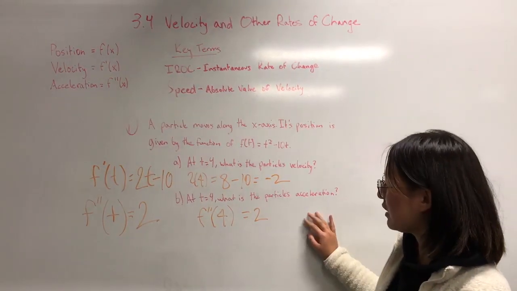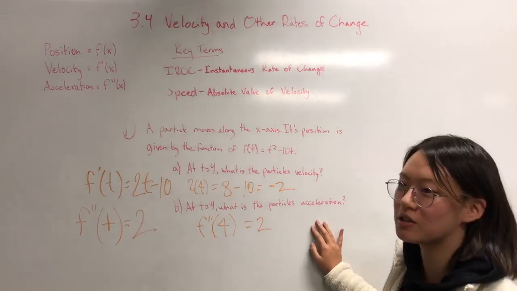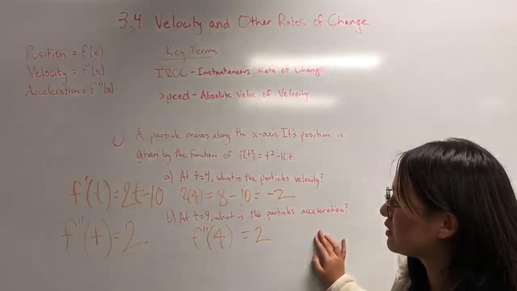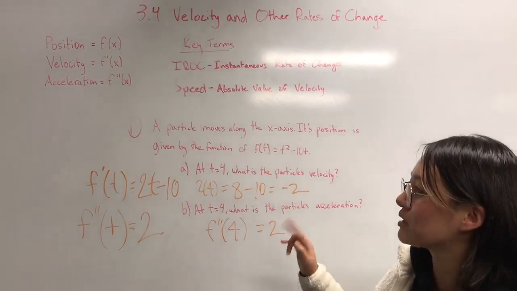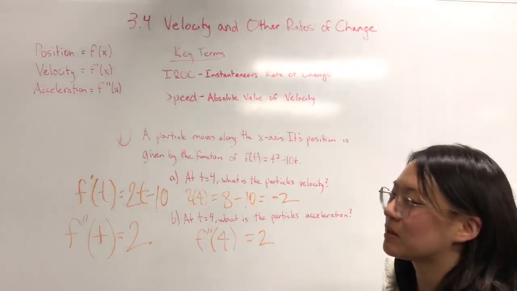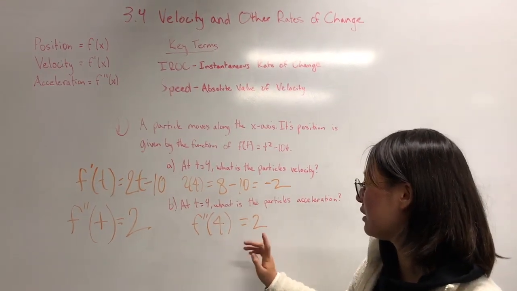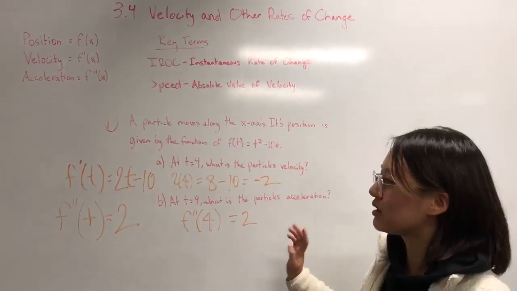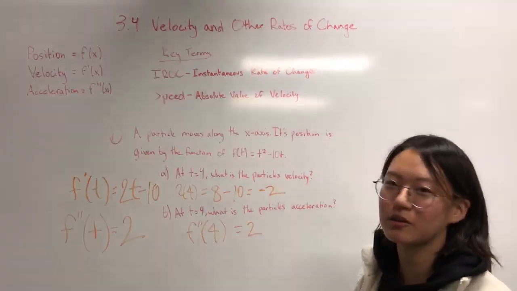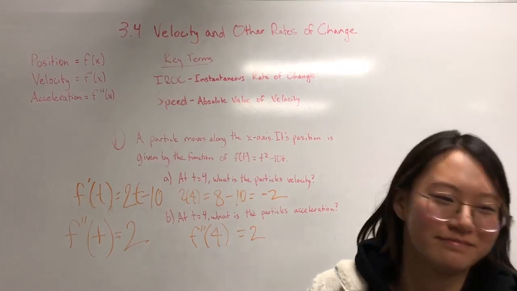And then in part B, it asks what the particle's acceleration is. The acceleration is the double derivative of position, or rather the derivative of velocity. So that means that it's 2. So at t equals 4, the double derivative is 2, meaning that the particle's acceleration is 2.